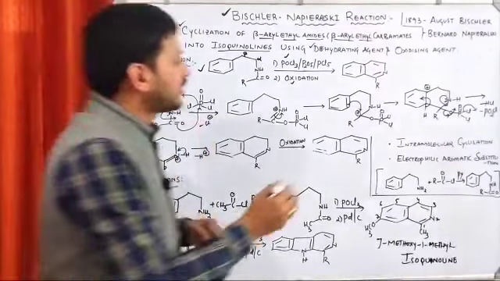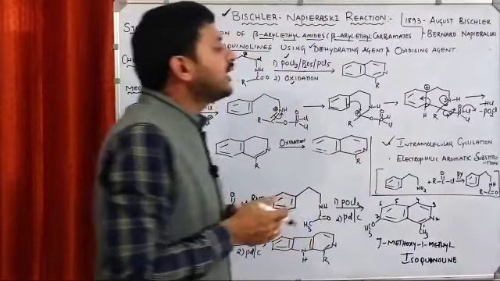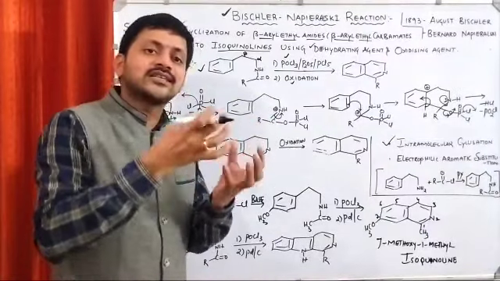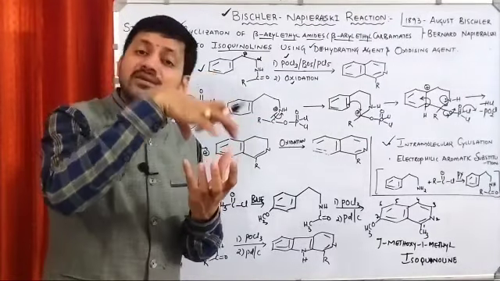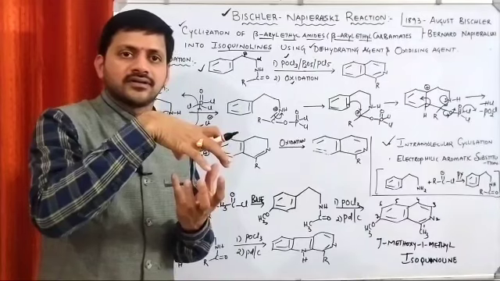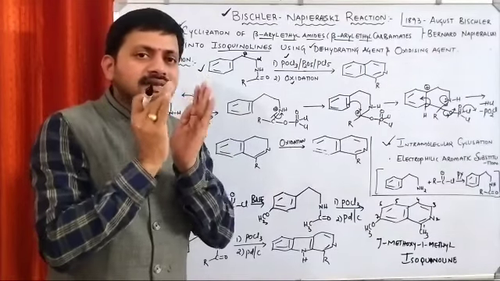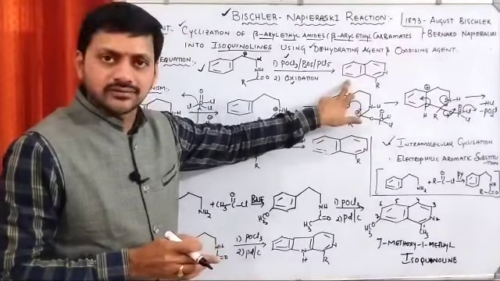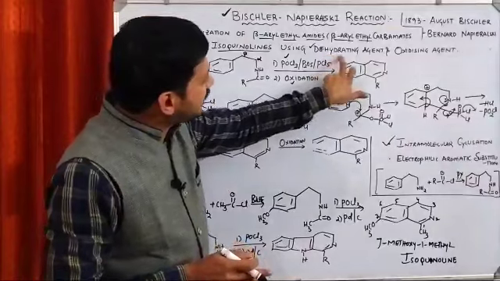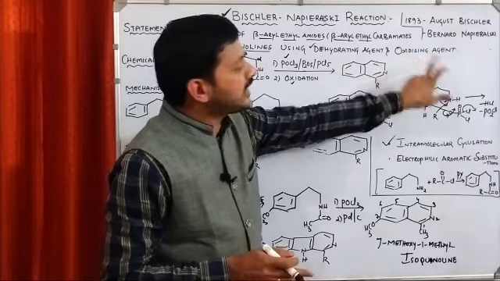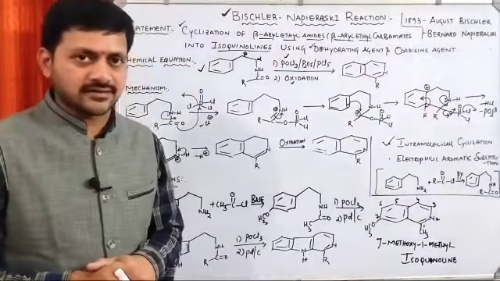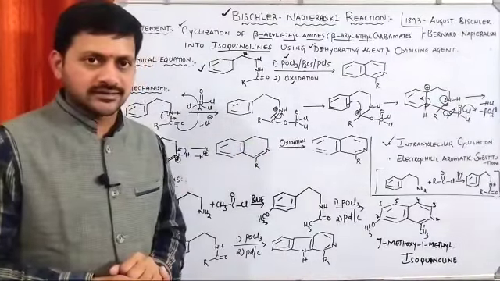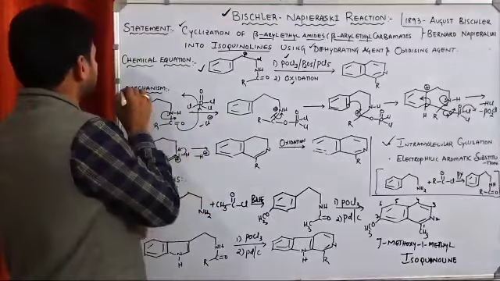If you see this particular point, it is an example of intramolecular cyclization. It means the cyclization takes place within the molecule, within the same molecule we can say. So by taking a single reactant, we are going to synthesize isoquinoline derivatives. Here we are using two different agents: one is a dehydrating agent, another one is an oxidizing agent. By using these two agents, we will have these kinds of moieties, right? So let's see the mechanism.